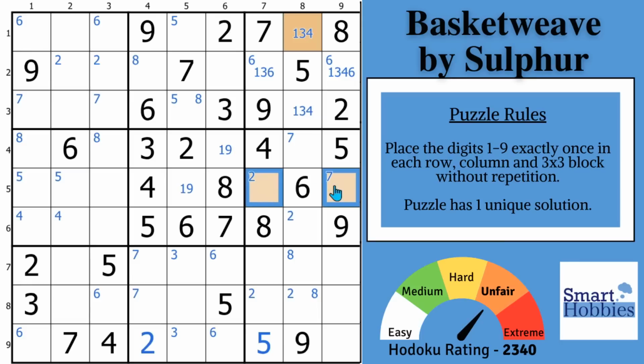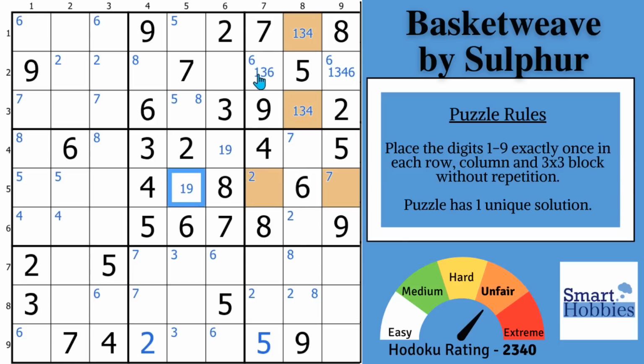Which means that if a 1's in one of those spots, this cannot contain a 1, right? Cannot contain a 1. If the 1's right there, same thing, if a 1's right there, same thing happens. These have to be a 1, can't have a 1 right there. Okay, so if you put a 1 in one of these spots, we know this cannot contain a 1.